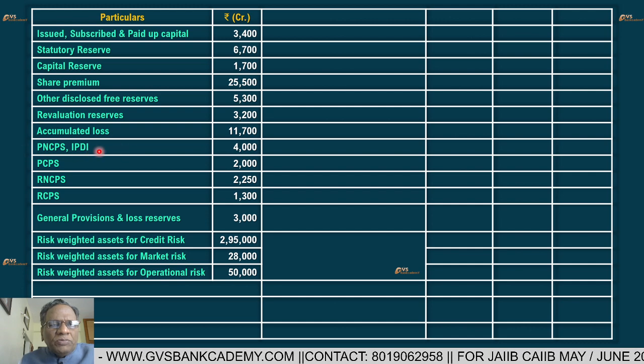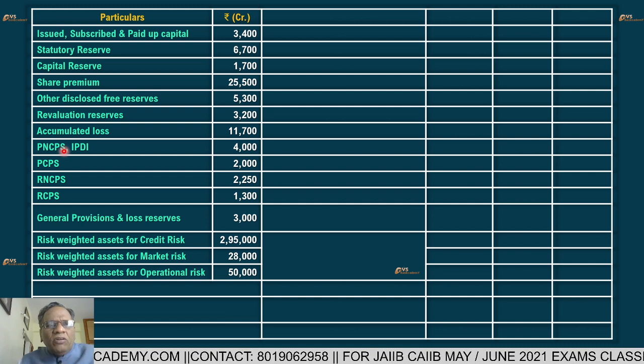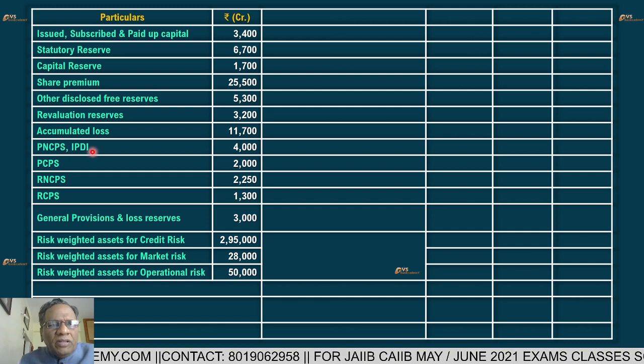What is meant by loss absorption feature? After issue of these bonds by the bank, if any abnormal loss occurs and the bank's capital adequacy falls below the minimum stipulated level, at that time the bank can write off these perpetual non-cumulative preference shares and innovative perpetual debt instruments. So that's why this is called going concern capital, 4,000 crores. This is additional tier 1 capital.